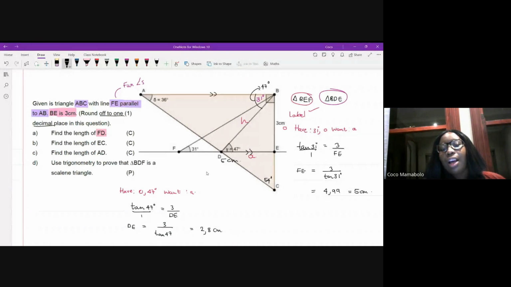Then the last thing for us to do is FD is equal to FE minus DE, which is equal to 5 minus 2.8, which is equal to 2.2. So Emmanuel, I don't think you need time from the brain trauma. There's no brain trauma. You've got it correctly. You're doing very well.